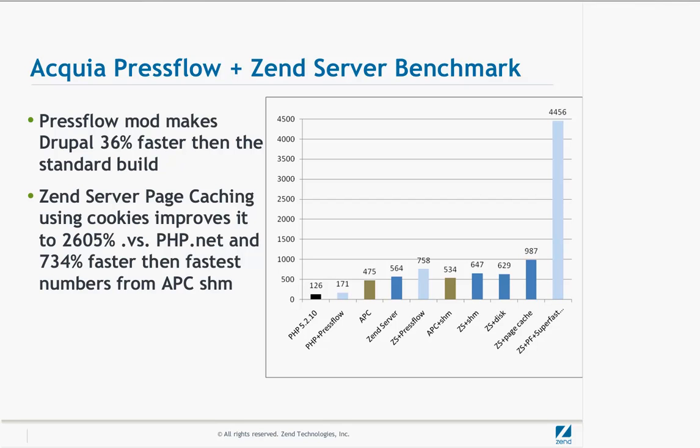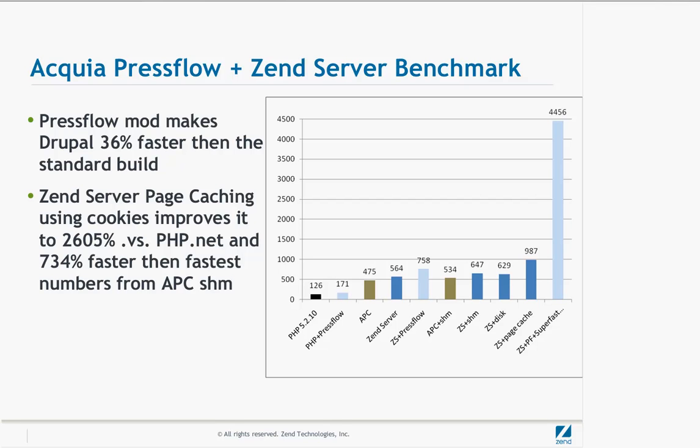And again, the internal Drupal caching was enabled while we were running all of these full-page tests. Then we enabled Zend Server page caching using this cookie rule that you saw, and we got basically a 2,605% improvement versus just standard open source PHP, which doesn't use any caching except for the built-in Drupal one, and about 734% faster performance than the fastest APC numbers.